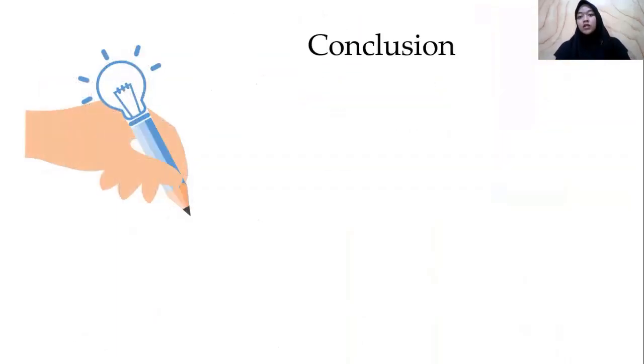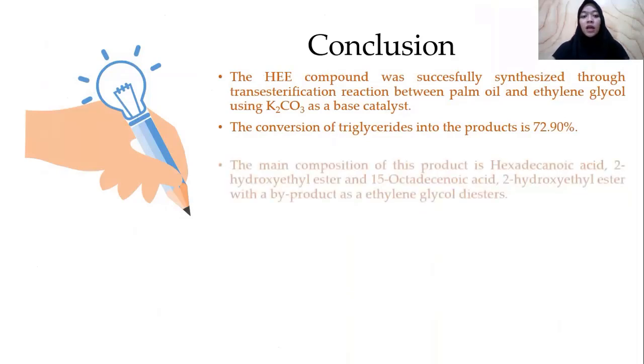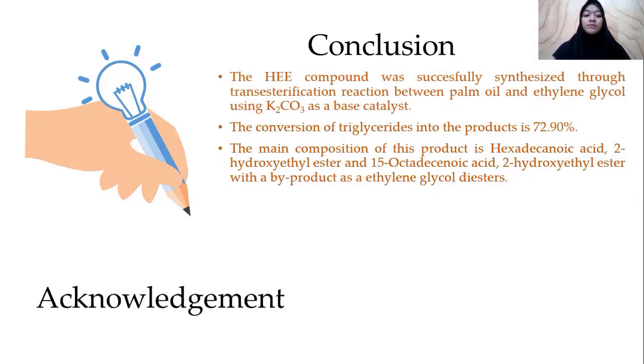Next, this is the conclusion of this research. The hydroxyethyl ester compound was successfully synthesized through trans-esterification reaction between palm oil and ethylene glycol using potassium carbonate as a base catalyst. The conversion of triglycerides into the products is 72.9%, and the main composition of this product is hexadecanoic acid 2-hydroxyethyl ester and octadecanoic acid 2-hydroxyethyl ester, with a byproduct of ethylene glycol diester.